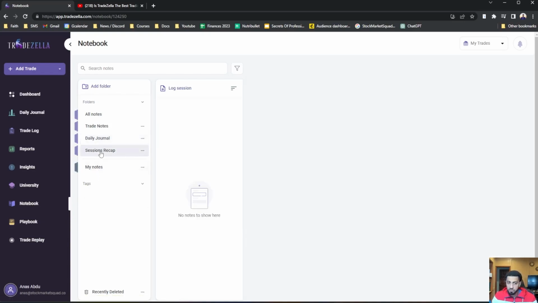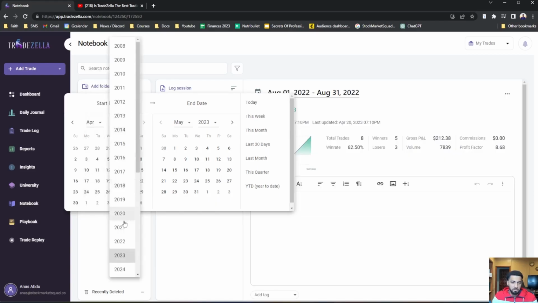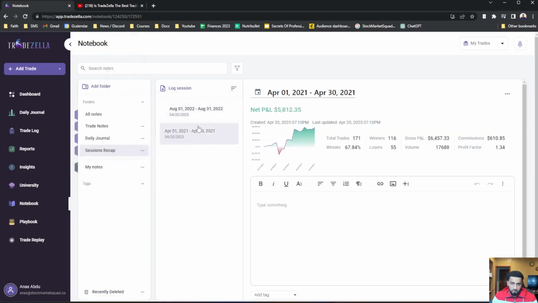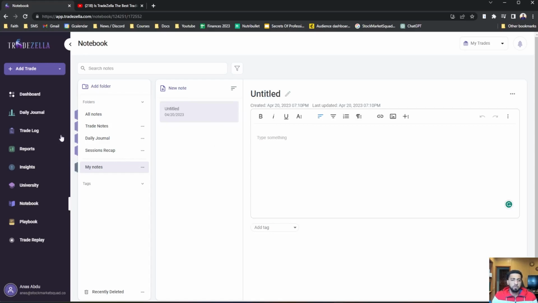You can also do session recap. So for session recap, you can choose a specific month, 2021 here. Okay, boom. Again, it'll tell you how many trades you took, winners, losers, percentage, and then you just write whatever notes you want. And again, another thing you can do is, if you just want any random notes here, you also can create one here.